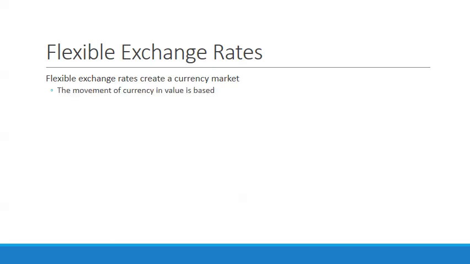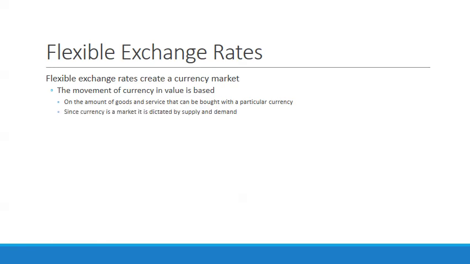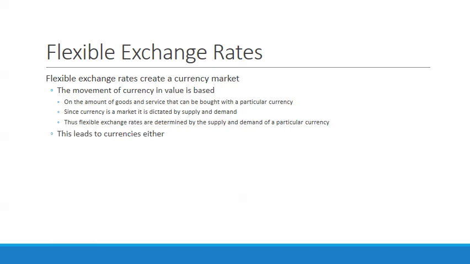So with the introduction of fiat money and of course removing it from the gold standard, one of the things that we saw was the need to create flexible exchange rates, which create a currency market so you can buy and sell currency. Now the movement of currency and value is based on, number one, the amount of goods and services that can be bought with a particular currency. And then since currency is a market, it is dictated by supply and demand. So those two things will work within currency markets to determine value. Thus flexible exchange rates are determined by the supply and demand of a particular currency.